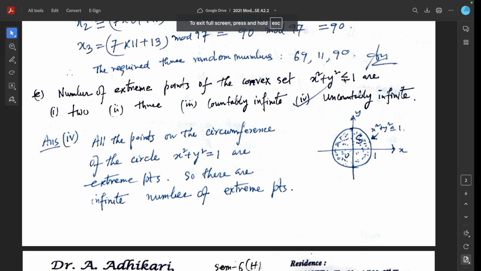Actually, x square plus y square equal to 1 is a circle, the unit circle, centered at the origin, and this less than or equal to means the interior points, including the boundary points on the circumference. This is the convex set S. And the extreme points, all points on the circumference of the circle x square plus y square equal to 1, are extreme points of the convex set S. So there are an infinite number of extreme points. So the correct option is 4.